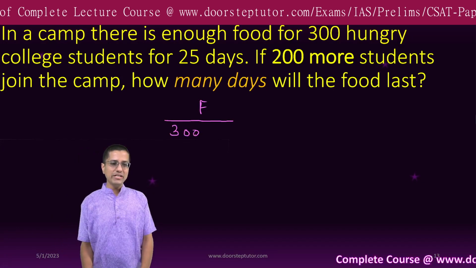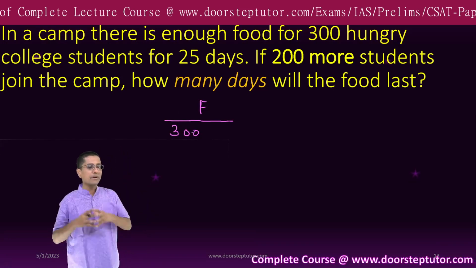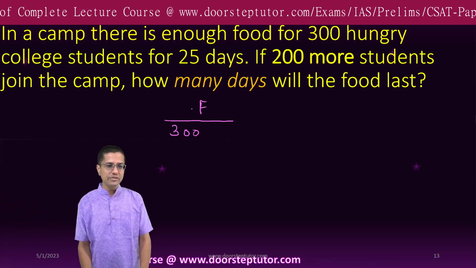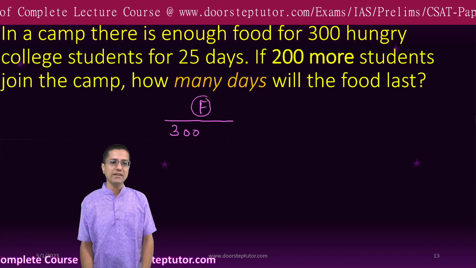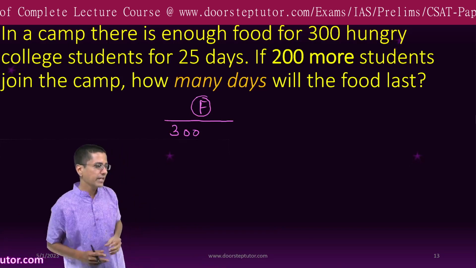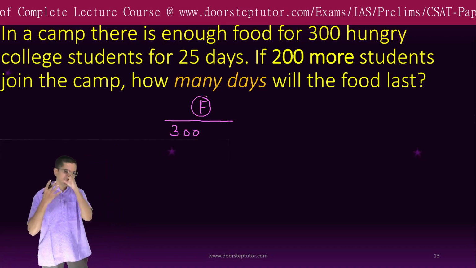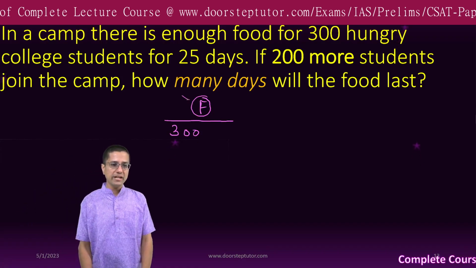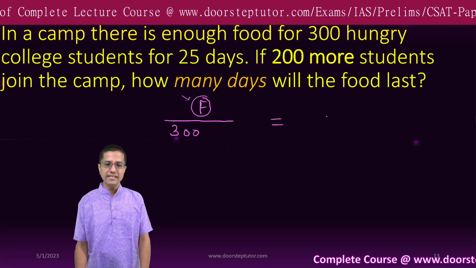Okay, so these students, what do they have to finish? What is the work that they have to do? They have to finish all the food. So this F is the amount of food that they are finishing. I'm just denoting it with F. I can denote it with X also, I can denote it with 1 also, I can denote it with 100 also. Okay, it does not really matter. It is only the relative amount that we are interested in when we are writing this equation.